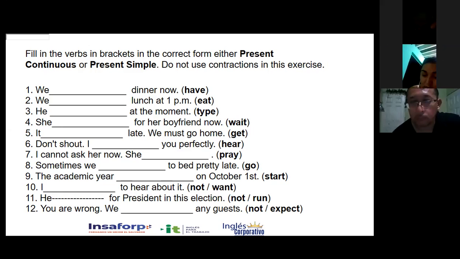Number four. What about the number four? She's waiting for him. She's waiting for her boyfriend now. La palabra clave es now. Number five.